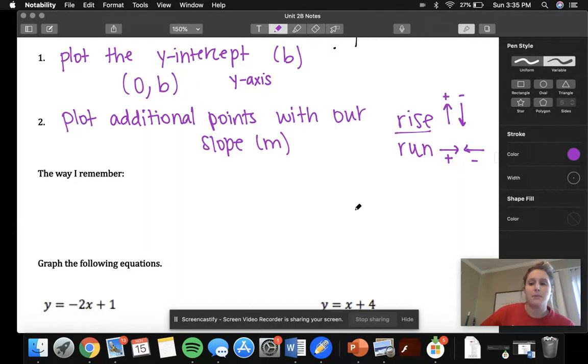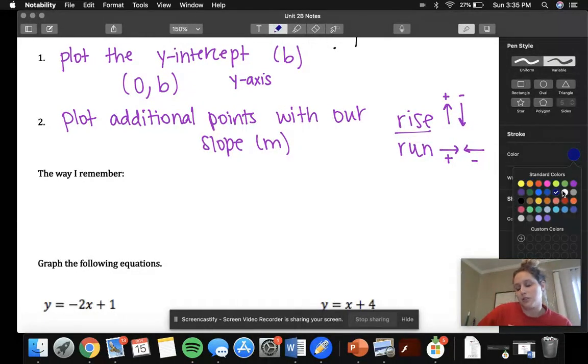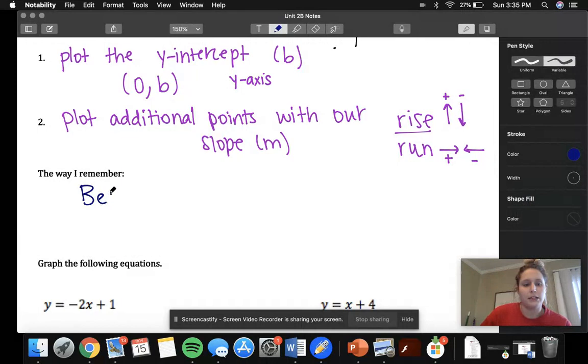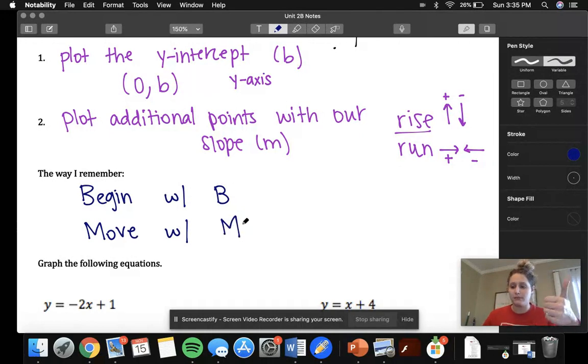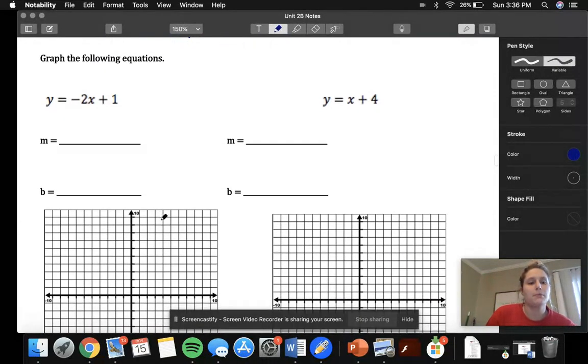The way I remember it, and this is just silly, but it kind of works: you always have to begin, and you will begin with your b. After you have begun, you can then move, and the way you will move is with your m. So you've got to begin, and then you have to move. That's my way of remembering it. With the first couple of problems, I have the equation, we're going to identify the slope and the y-intercept, and then we'll put it all together. On the back, we'll not have as much, but you can still write it.